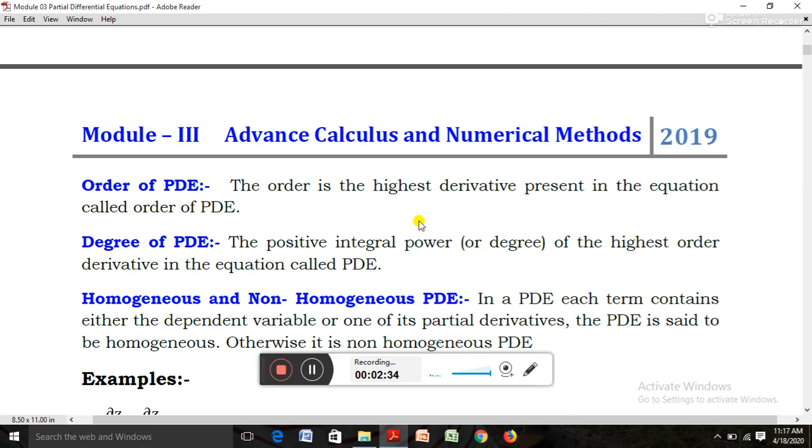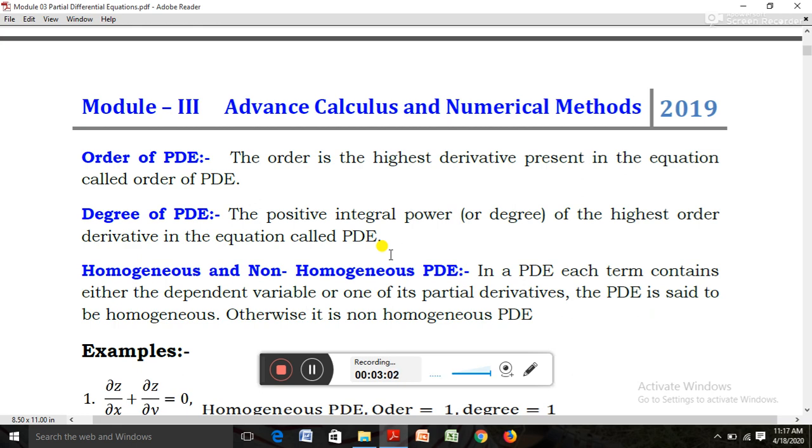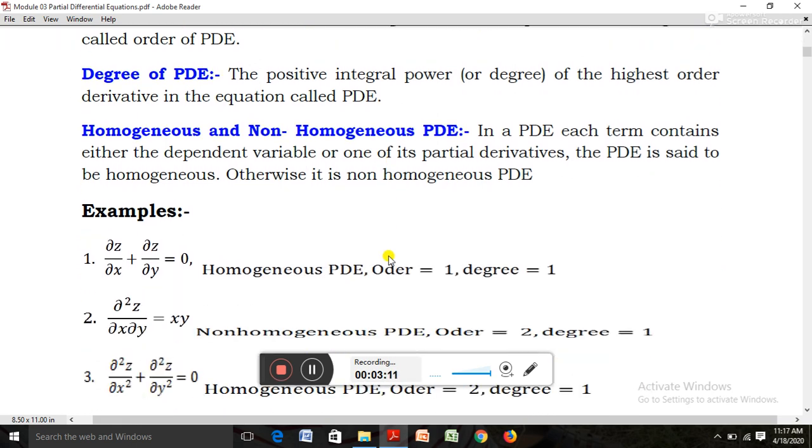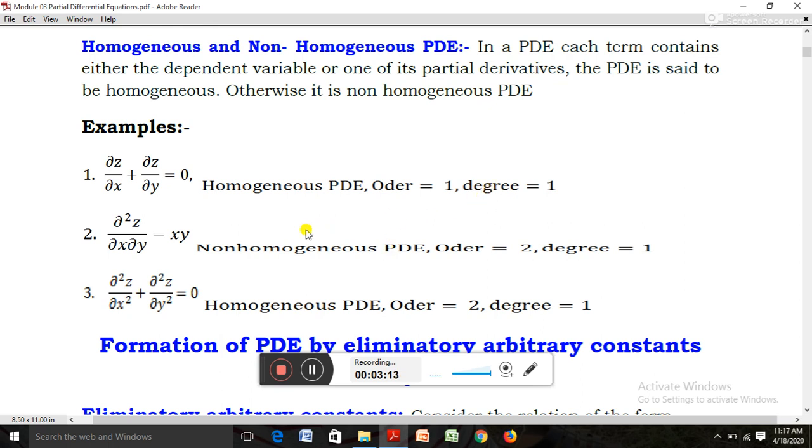We know what the order of a PDE and the degree of a PDE are. It is the same as for differential equations. What is the order of a differential equation? Here also the definitions are the same, and degree is also the same. The order of the PDE is the highest derivative present in the equation, and degree means the positive integral power of the highest order derivative in the equation. PDE means partial differential equations. So degree and order, some examples are here.